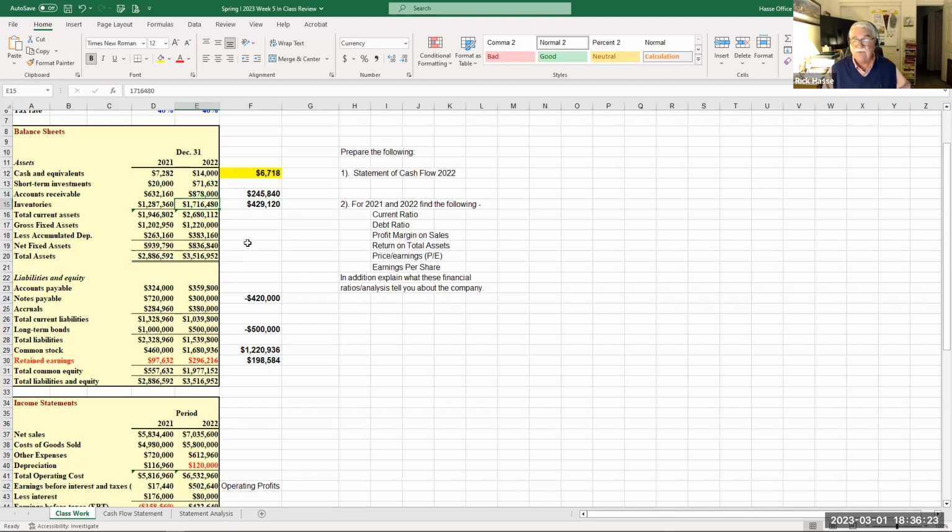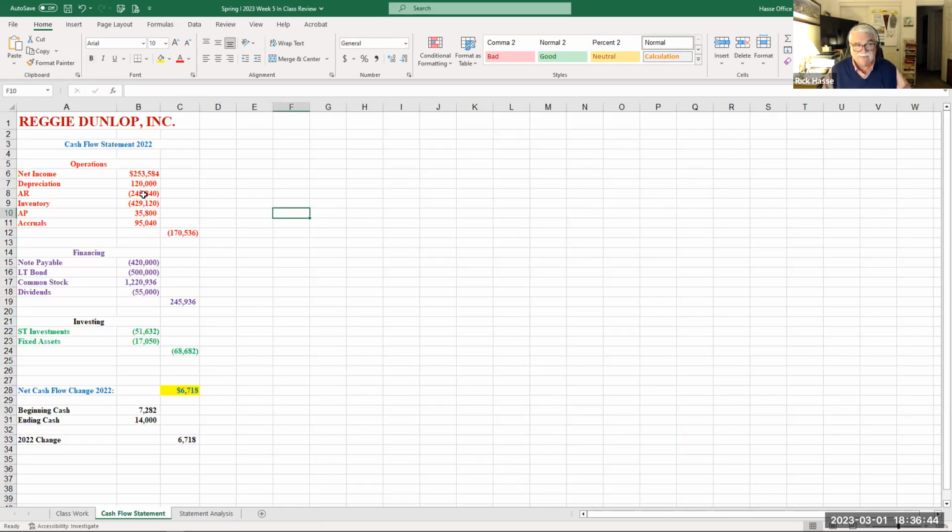The same thing for inventory. We purchased more inventory in 2022. That's inventory that we either bought or produced that's sitting in inventory that we have yet to sell. We've paid for it, but we haven't sold it yet. Negative cash flow, $429,120. See that there? And then we get into the current operating liabilities. This is the direct opposite.